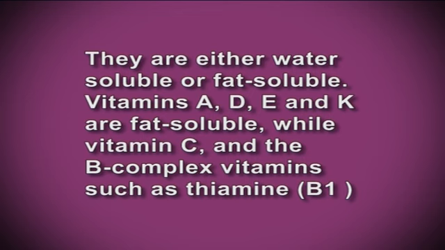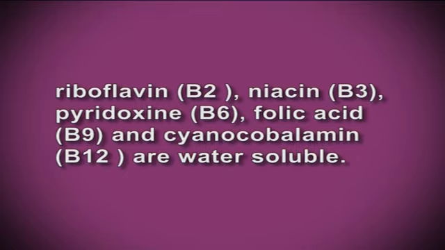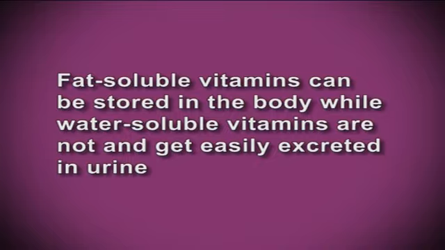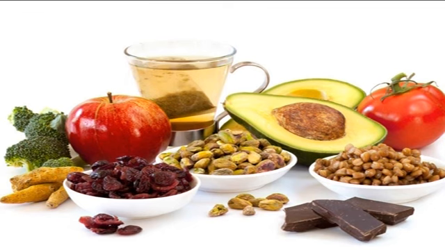Vitamins A, D, E and K are fat soluble, while vitamin C and the B complex vitamins such as thiamine, B1, riboflavin, B2, niacin, B3, pyridoxine, B6, folic acid, B9 and cyanocobalamin, B12 are water soluble in nature. Fat soluble vitamins can be stored in the body, while water soluble vitamins are not and get easily excreted in the urine. Minerals. Minerals are inorganic elements found in the body, fluids and tissues.